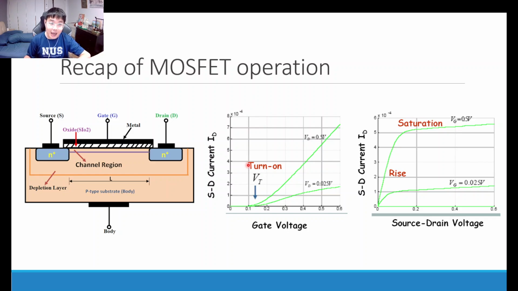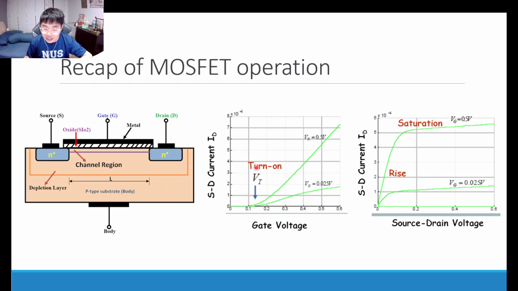So let me first recap the MOSFET operation. Shown over here is an N-channel MOSFET. As mentioned in our previous series, how a MOSFET operates is that the channel current is controlled by the gate. When a positive gate voltage is applied, it eventually attracts electrons to form an inversion region, which will be your N channel that will connect the source and the drain, allowing charge carriers, in this case electrons, to flow from the source to the drain. Therefore your transistor will be in the on state.